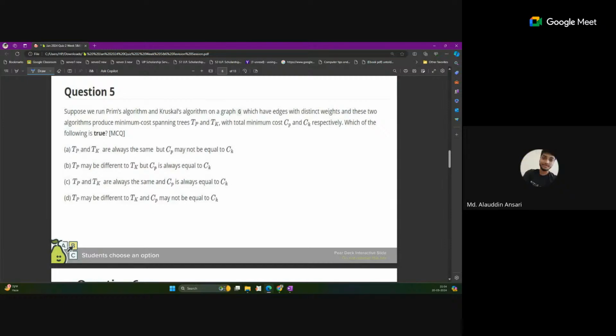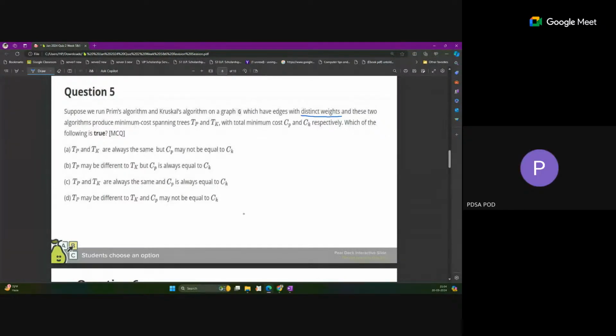Trees will not necessarily always be the same, but the cost will always be the same. But I think you just ignored this condition: all weights are distinct. Then, sir, option C will be the answer. Okay, distinct weights, so no possibility of getting different trees. Here it is mentioned distinct weights.